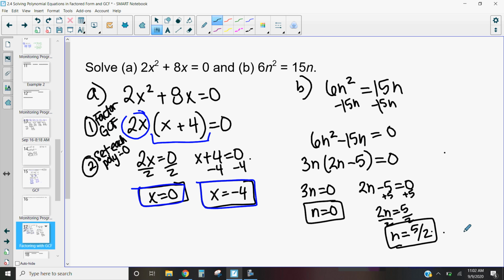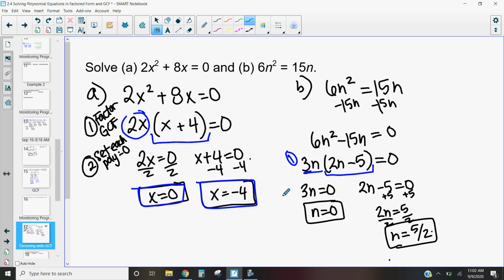Okay, hopefully you had a chance to try this one on your own. Now notice that very first thing that we did here is I moved that over, and after I did that, I had to factor. That's our step 1. And what I noticed was in both of these is I can pull a 3 out because 3 goes into 6 and it goes into negative 15. And I can also pull out an n because there's an n on this end. So I ended up getting 3n for my first polynomial and 2n minus 5 for my other one.